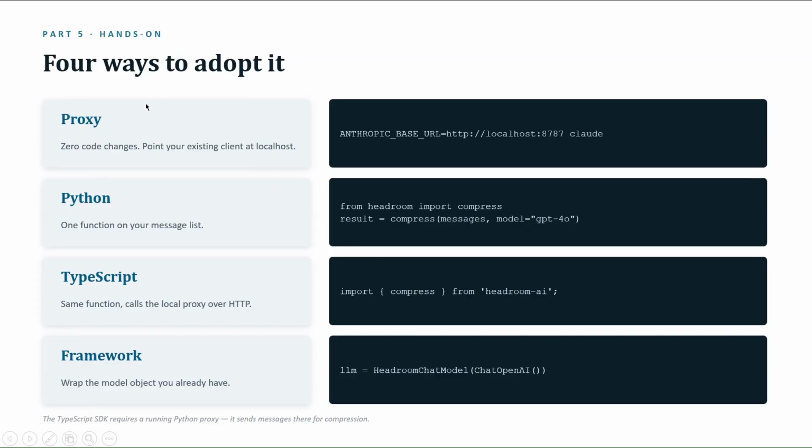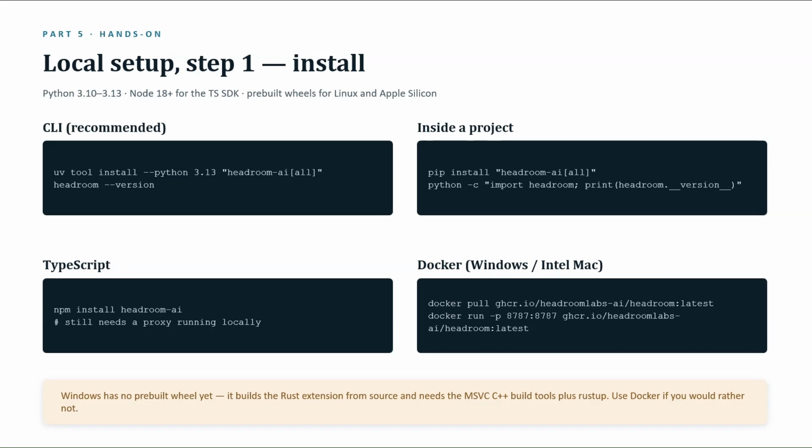There are four ways to adopt it. One is the proxy. The other way is using the Python language. You can also import the compress function from Headroom in Python code, and in TypeScript and any other framework as well. So this is how you can integrate Headroom in your particular agents and projects.